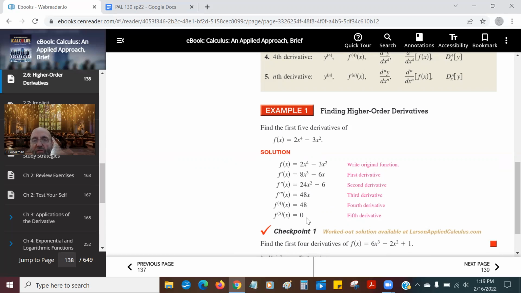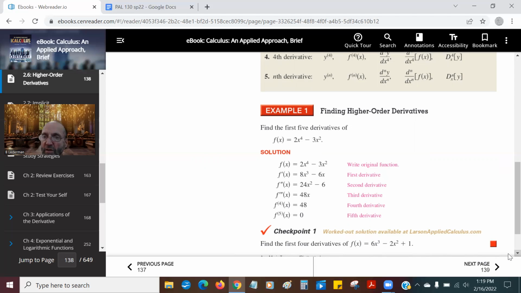Now, if I take a 6th derivative, 7th derivative, 8th derivative, it's just going to all be zeros at that point. And that's the way it is with polynomials. When I have a polynomial, if I keep on taking derivatives, eventually I get down to where it's just all zeros. That's not the way with every function in the world, but that's the way it is with polynomials.